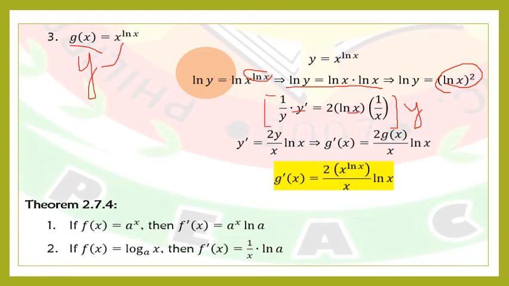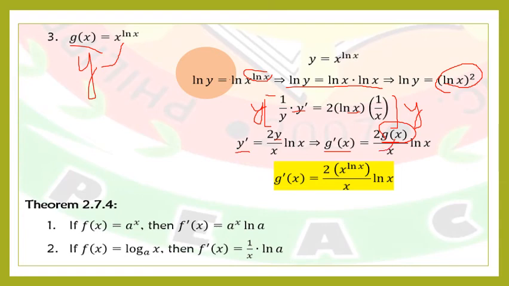This is to eliminate 1 over y on the left side. So 2 times y is 2y, and 1 times over x becomes 2y over x, and then ln of x. Or y prime, we bring it back to g prime of x, since we used g of x here. So we replace y by g of x, because y is equal to g of x, over x times the ln of x. So g prime of x is equal to 2 times that g of x.